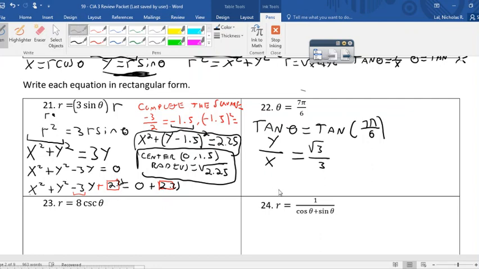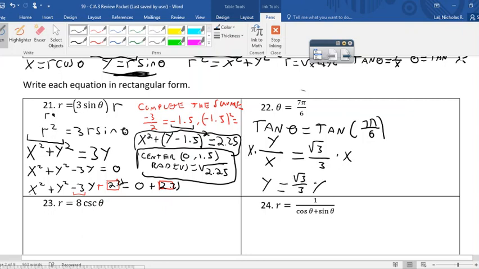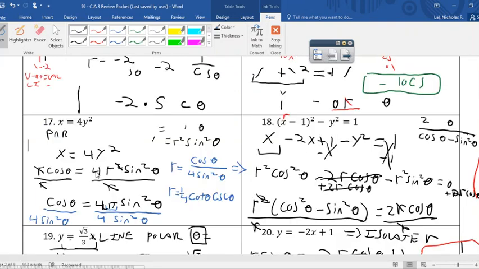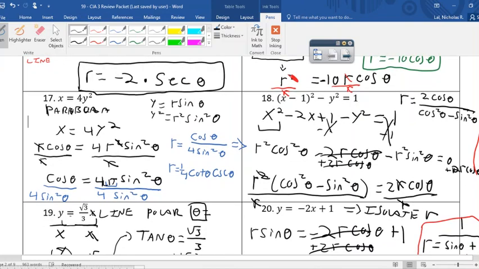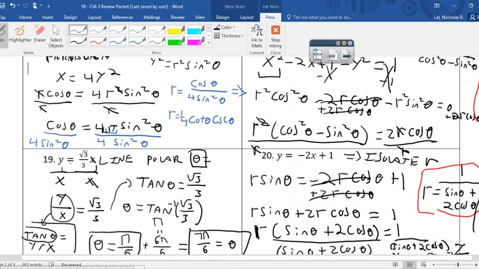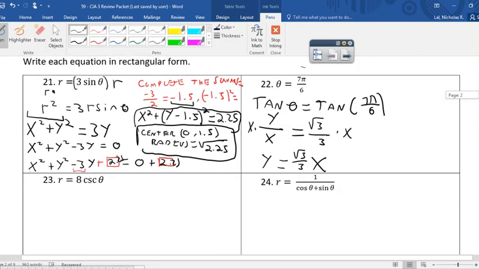All right, y over x is equal to root 3 over 3. And then multiply each side by x, and y is equal to root 3 over 3 times x. All right, now hopefully this should be looking a little bit familiar from problem 19. Yep, going back to 22. So the x's cancel, and on the left side, the x's cancel out here. So y is equal to root 3 over 3 x.